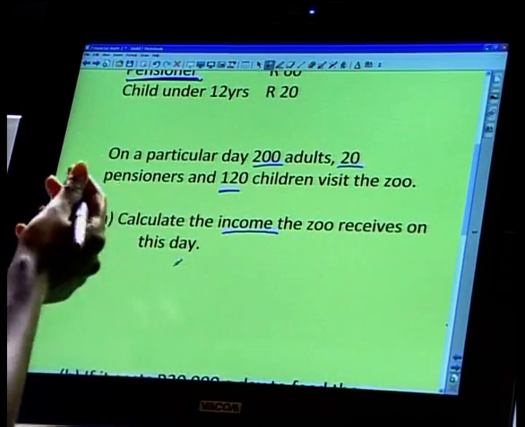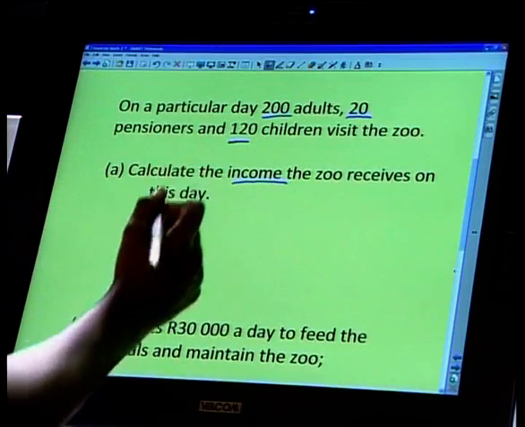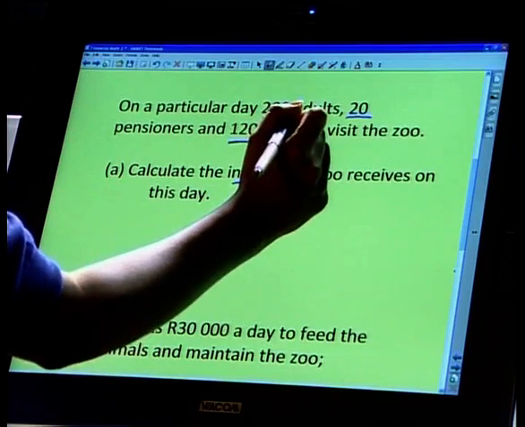So income, remember, is the money that's coming in for whatever service they offer. So obviously the zoo lets you go in there, visit the animals and that. So this is the money they're going to get from you as an entrance fee when you get into the zoo. So on a particular day, we've got 200 adults entering.